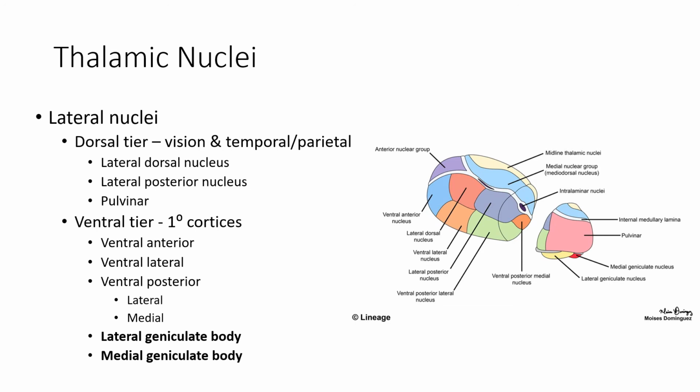Lateral nuclei, dorsal tier, vision and temporal, parietal. Lateral dorsal nucleus, lateral posterior nucleus, the pulvinars, posterior, remember. Ventral tier, primary cortices, being ventral anterior, ventral lateral, ventral posterior, lateral medial, and then our lateral geniculate body and medial geniculate body. So lateral geniculate body we associate with sight, medial geniculate body we associate with hearing.